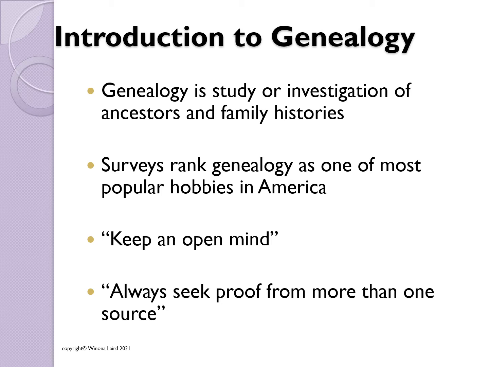The first rule that we have in genealogy is to keep an open mind. While doing research, you can run into information that just might shock you, but remember, nobody is perfect, not even our ancestors. The second rule is always seek more than one source for proof.